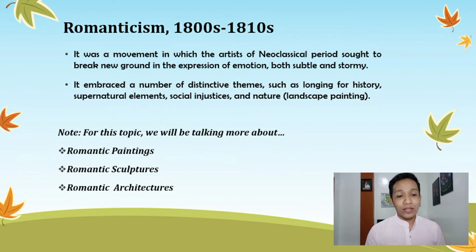Romanticism was a movement in which the artists of the neoclassical period sought to break new ground in the expression of emotion, both subtle and stormy. It embraced a number of distinctive themes such as longing for history, supernatural elements, social injustices, and nature, and there is an emphasis on landscape painting. Let us note that for this topic, we will be talking more about romantic paintings, romantic sculptures, romantic architecture, and their artists.